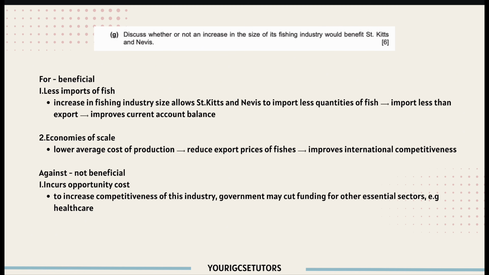And for against, you need to think about why is it not beneficial. So one reason is that it incurs opportunity costs. So to increase the competitiveness of this fishing industry, government may need to cut funding from other essential sectors such as healthcare. So this may lead to like lower life expectancy. So you can elaborate more on that.